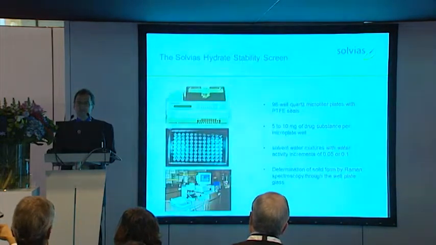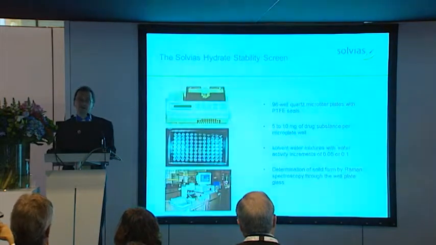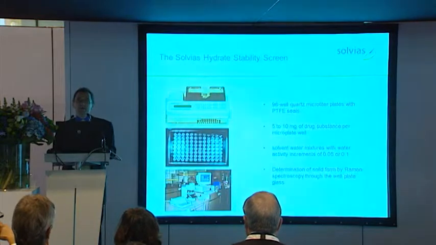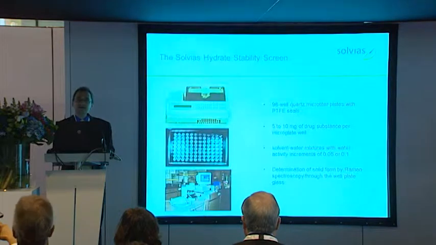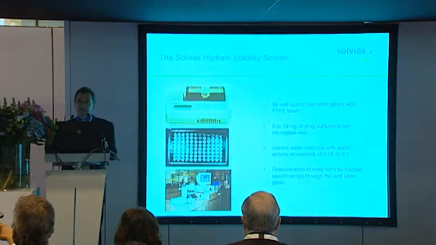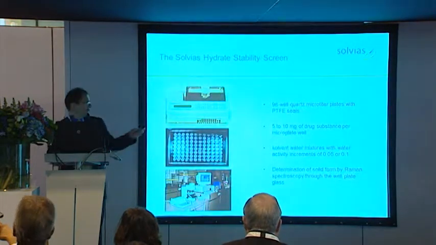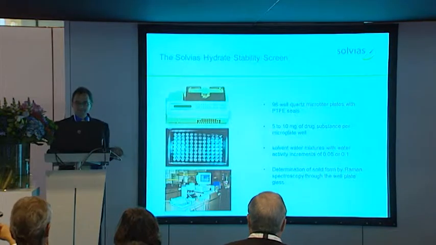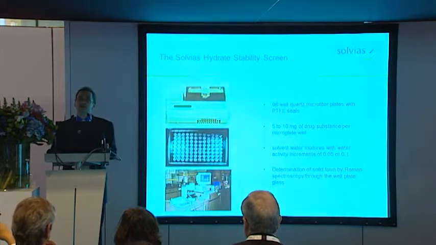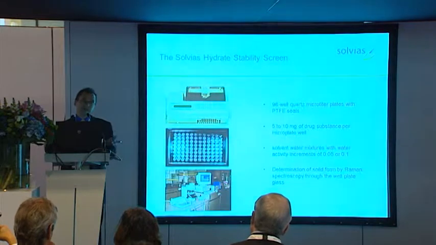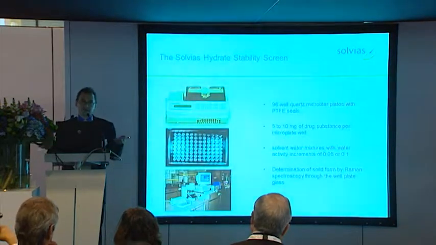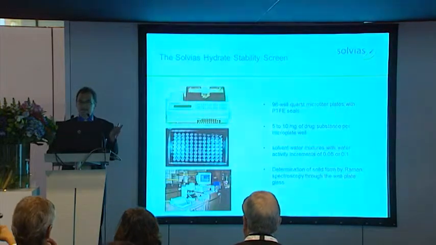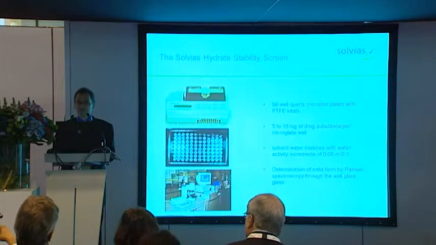What we do, we also do in a high-throughput kind of manner, where we slurry a mixture of solid hydrate and anhydrate in water-solvent mixtures of various water activity in such a well plate, and then determine what form wins at the end, because at a certain activity, always either the hydrate or the anhydrate will win. And then you get an exact value for the critical water activity.